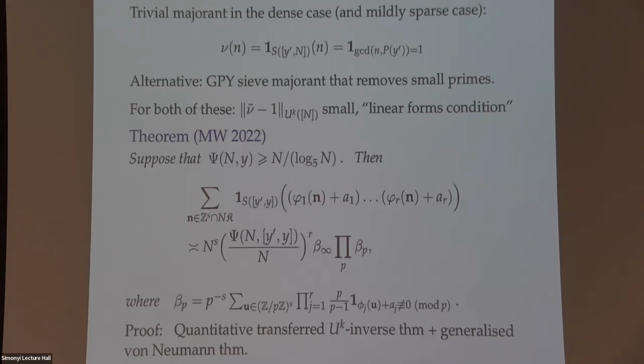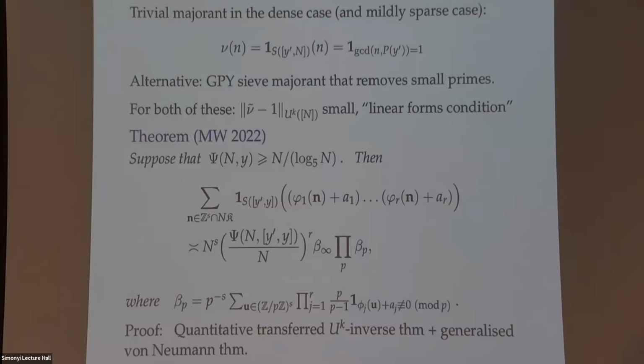And with these two pieces of information, you can deduce that the frequency with which such a system of linear polynomials takes values in our subset of the y-smooth numbers is of the expected size, provided y is large enough so that the density of y-smooth numbers up to n is larger than something like 5 times n. So this is a result in the sparse setting. It certainly goes beyond what was previously known in the dense setting.